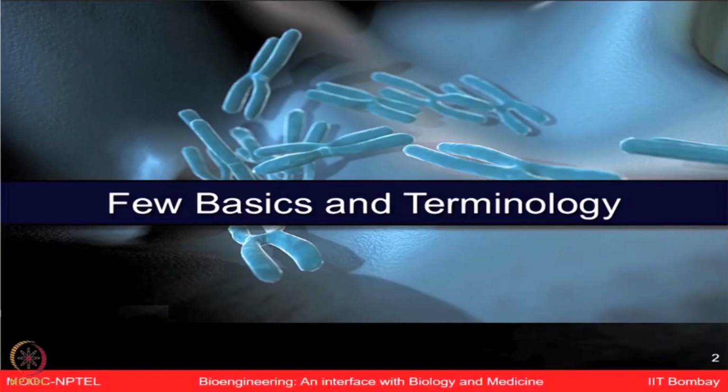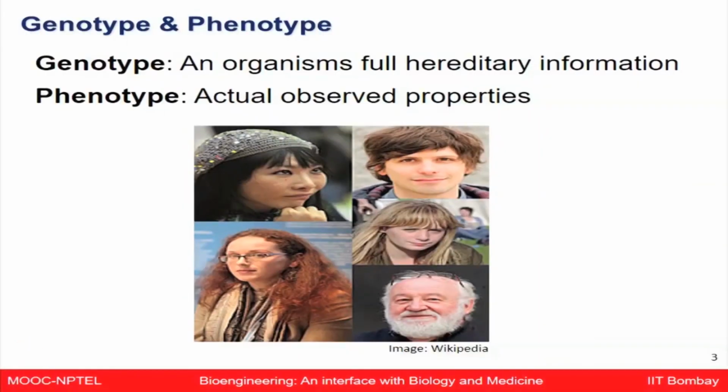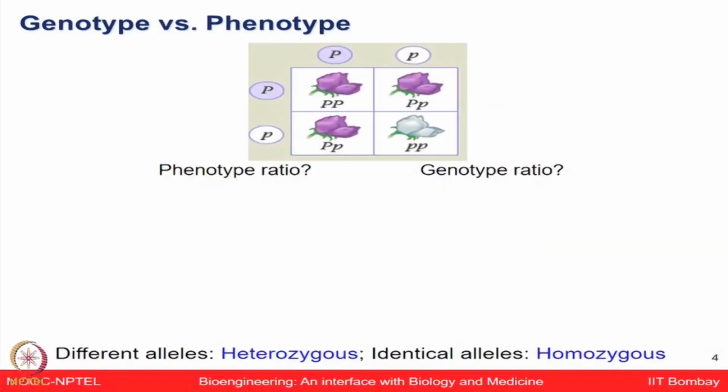Let's first start with some basics, some terminologies. When we say genotype, it means all the genetic contents of a given individual, all those genetic information, and phenotype, how the actual individual looks, their morphology, their phenotypic characteristics. Now let's discuss this in the context of Mendel's experiment.